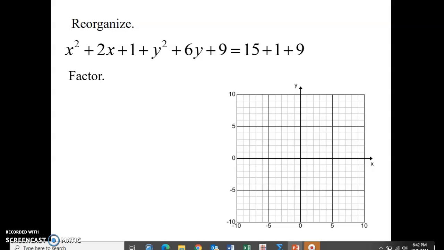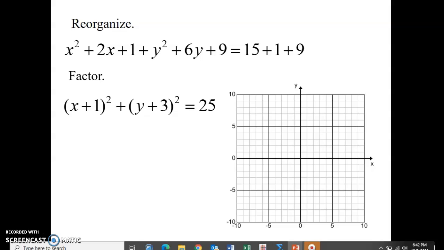So if you think about it, what two numbers multiply to give you 1 and add up to 2? Well, that'd be 1 and 1. The same thing happens: what two numbers multiply to 9 and add up to 6? Well, that's 3 and 3, which are the same values we got when we divided the 2 and the 6 by 2. All right, so what we're going to end up with is this. You have x plus 1 times x plus 1, which is really just x plus 1 squared. And then y plus 3 times y plus 3, which is just y plus 3 squared.